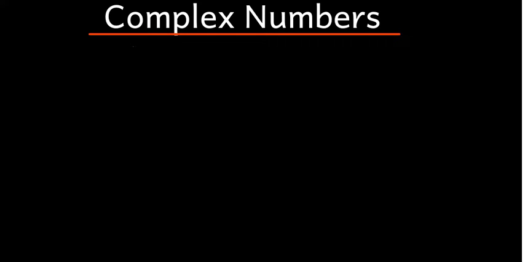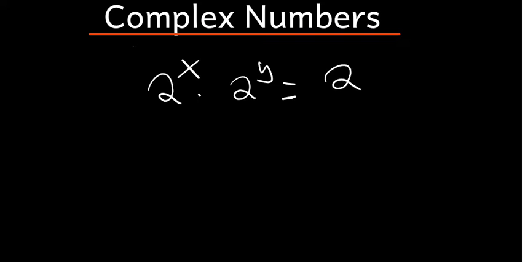Okay. Now, how do we add complex numbers? Let's say, yes, please. Okay, so if you are dealing with the same base, we add the powers. For example, if we say 2 to the power x times 2 to the power y, this is the same as 2 to the power x plus y.